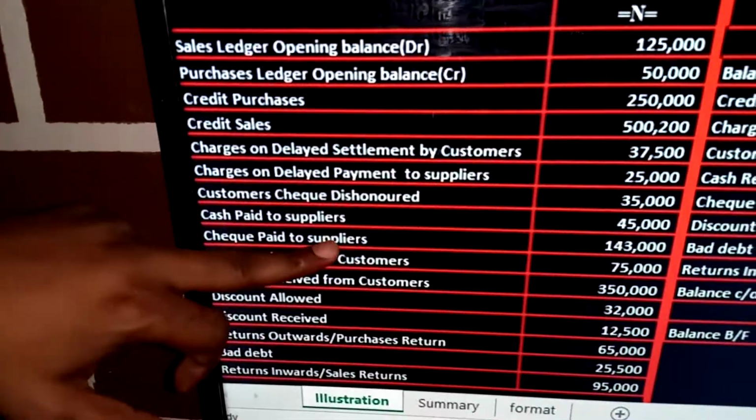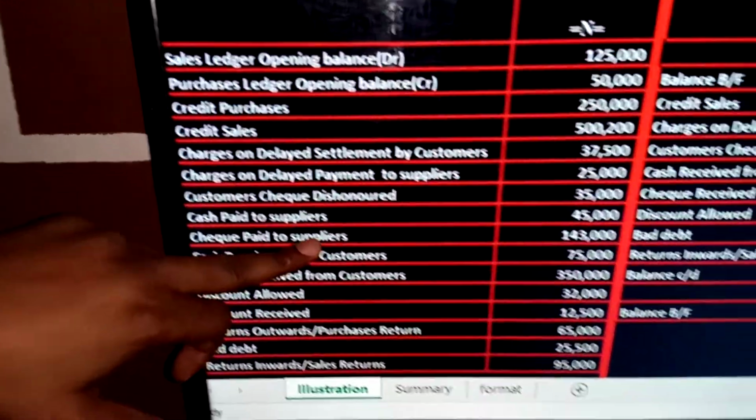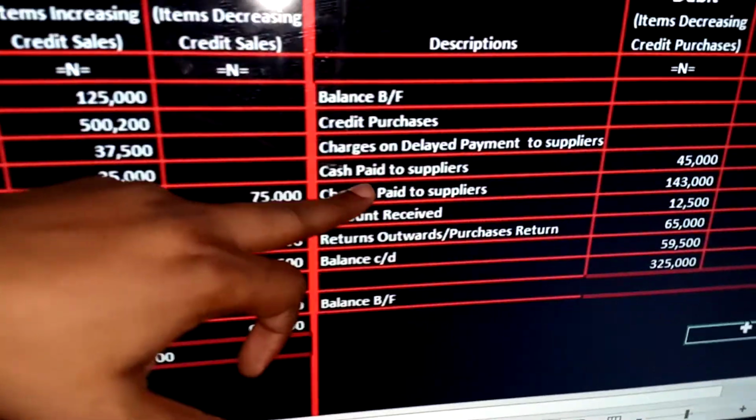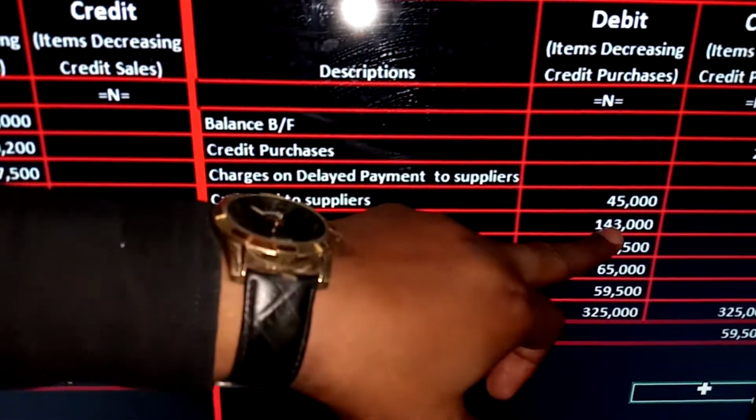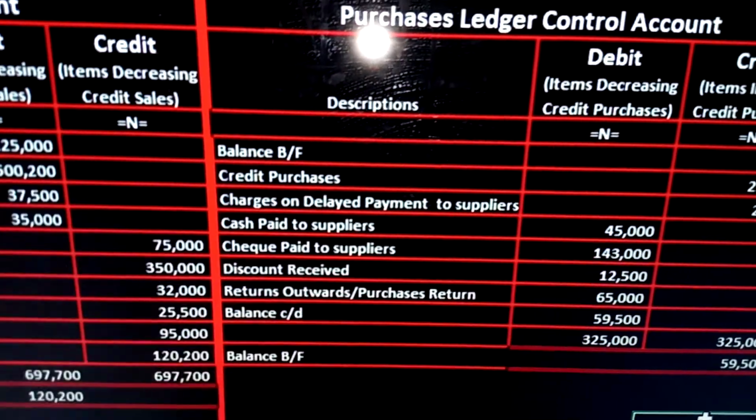The next one, check paid to suppliers. The same thing. You're reducing what you're owing suppliers. So we have check paid to suppliers 143,000, reducing it or decreasing it.